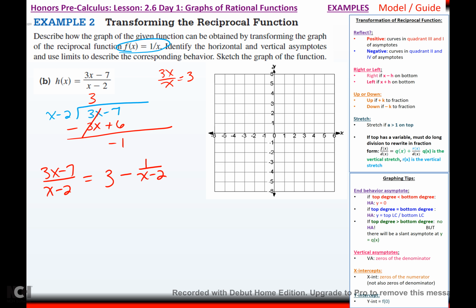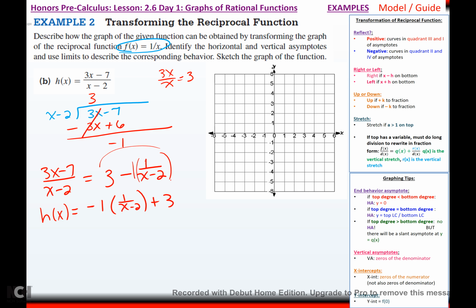Okay? So now, if you see my function, h of x, if I write it properly, I have negative 1 times 1 over x minus 2 plus 3. Put this on the end, put this down, and put 1 up top. Alright, and there's my function.